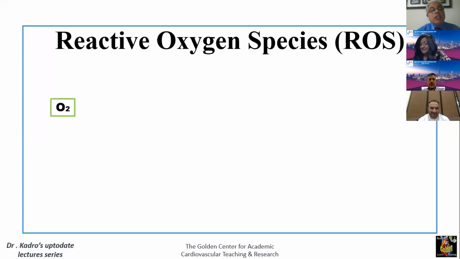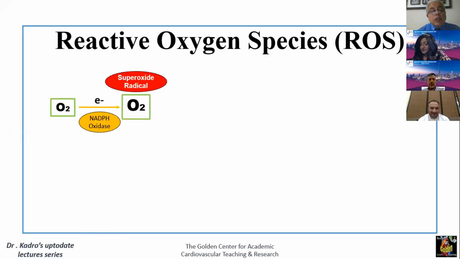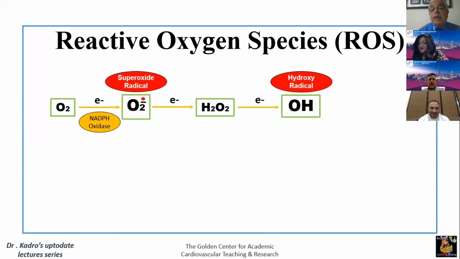We know that regular oxygen, if we add an electron to it through an enzyme, which is quite common in the white blood cells, the enzyme called NADPH oxidase, produces superoxide. And let me put this red dot to indicate that it's really a radical and a harmful substance. If we add another electron, we'll get hydrogen peroxide. If we add another electron, we'll get reduction and another really harmful substance called the hydroxyl radical. And finally, if we add another electron, we'll end up with the harmless substance, water.